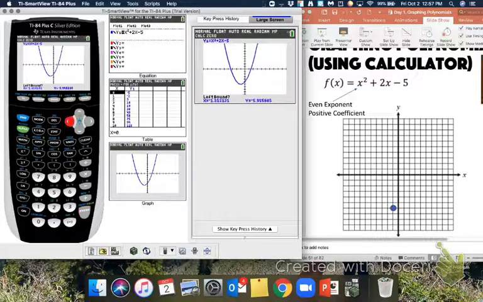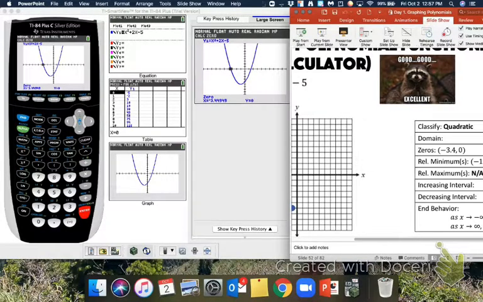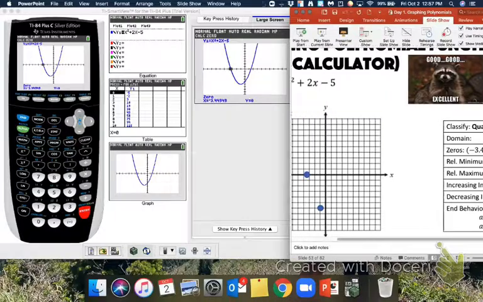Okay, and then we're just going to move this over to the left, so it's above the x-axis, and we're going to push enter. Move it to the right, so it's below, and push enter. Push enter one more time. And we get this negative 3.440. So one of the zeros is negative 3, 0. So we can graph that on here.